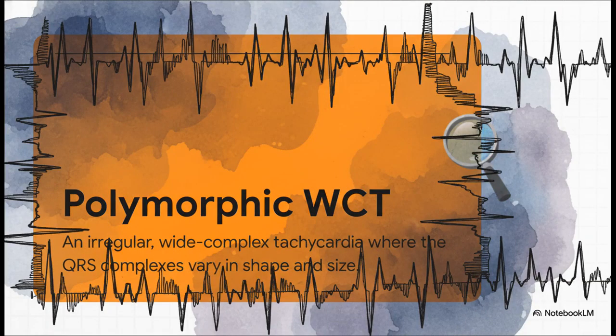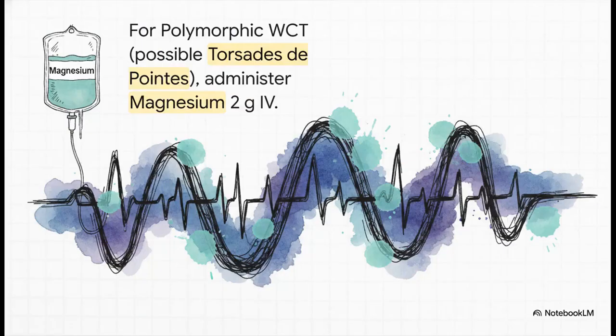But what if the rhythm looks like this? It's irregular, it's chaotic, and the QRS complexes are all different shapes and sizes. This, my friends, is a polymorphic wide complex tachycardia, and it is a whole different animal that needs a special kind of treatment. So here's the key takeaway for this one. If you see a polymorphic rhythm, which might be that specific twisty pattern we call torsades de pointes, you have to add magnesium to your treatment plan. That's on top of everything else, like defibrillation.